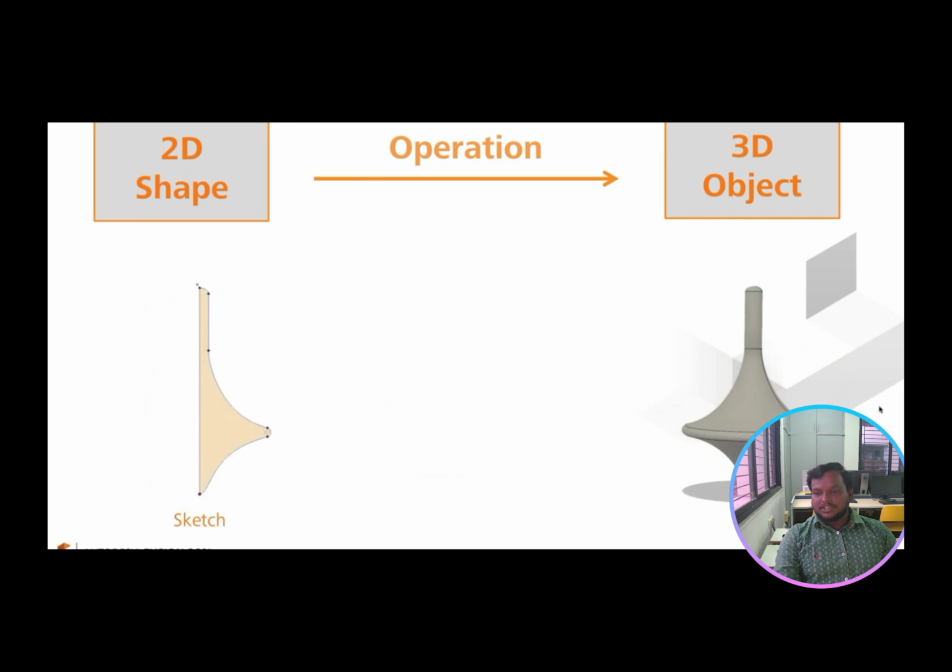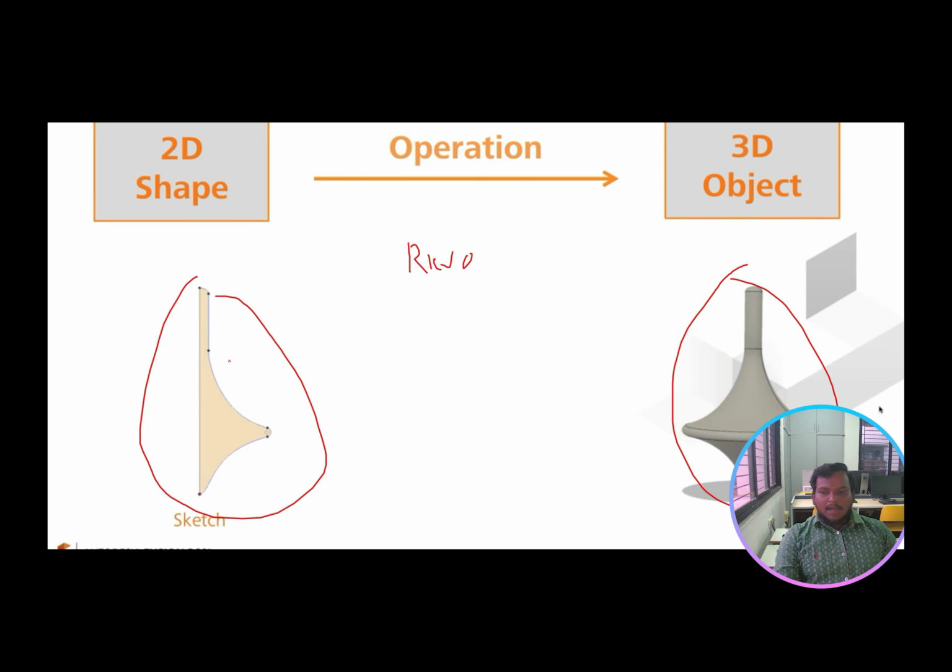Next, this sketch is the same. I'm converting it with a revolve operation. In the revolve operation, I turn one plane completely around into a total round shape like this. I will explain it in detail in the coming classes.